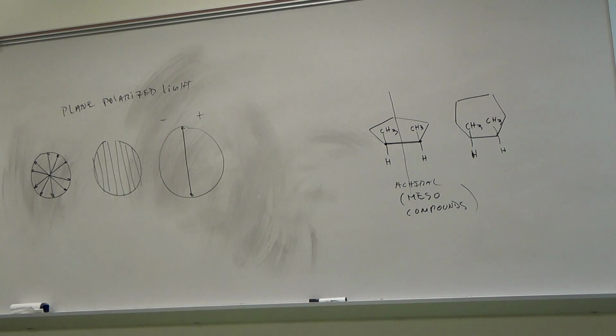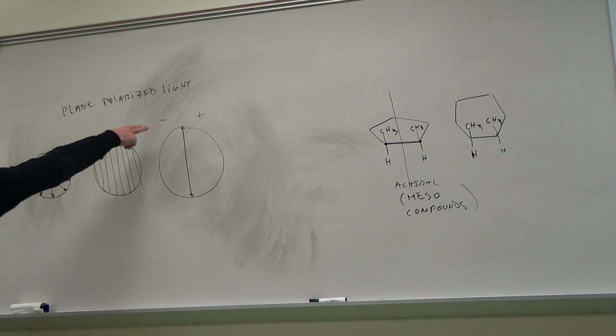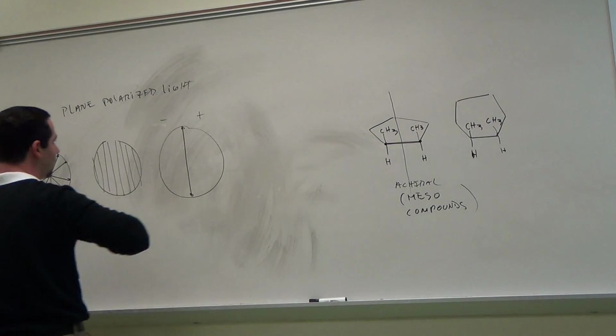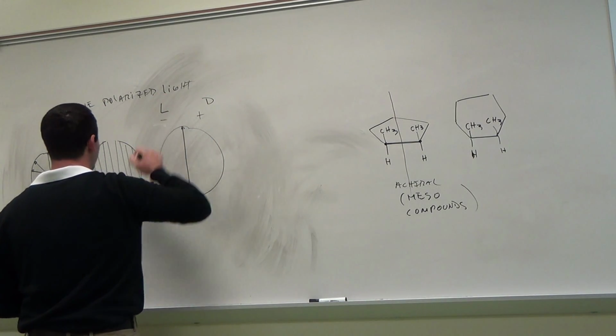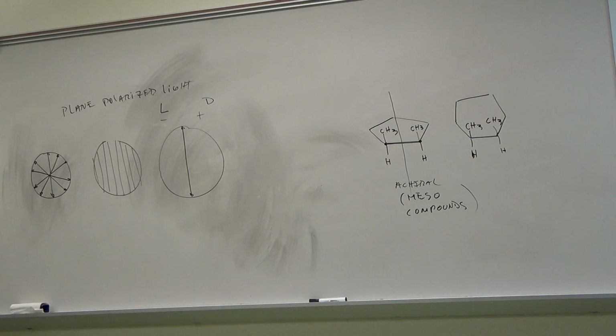If it rotates plane polarized light in this way, it's called levorotatory. So D and L, that kind of makes sense, yes? The L stands for left. Dextrorotatory means it rotates things to the right. The word dextrorotatory means to the right.